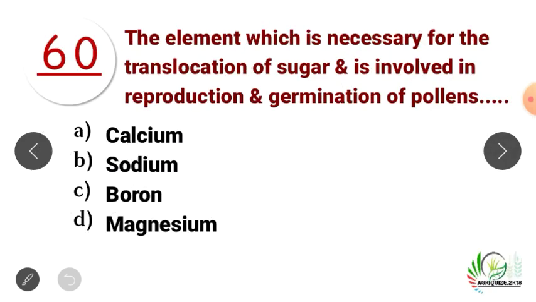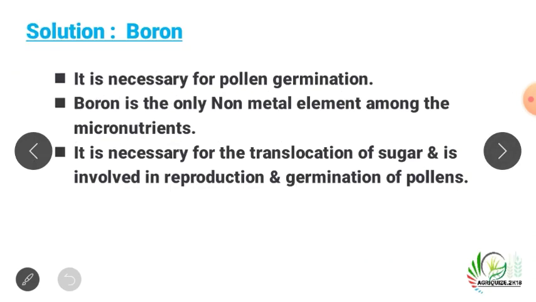Question number 60. The element which is necessary for the translocation of sugar and is involved in reproduction and germination of pollens. Option C is correct, boron. Boron is necessary for pollen germination. Boron is the only non-metal element among the micronutrients. It is necessary for the translocation of sugar, and is involved in reproduction and germination of pollens.